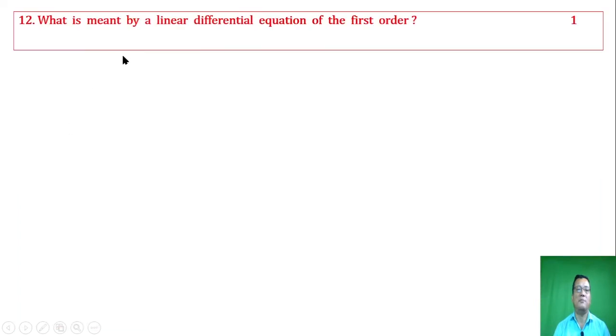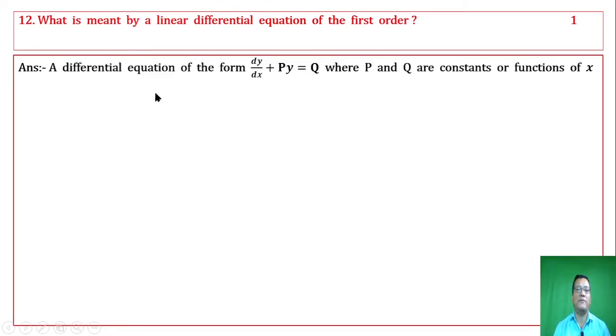12. What is meant by a linear differential equation of the first order? A differential equation of the form dy by dx plus py equal to q, where p and q are constants or functions of x only, is called a linear differential equation of first order.